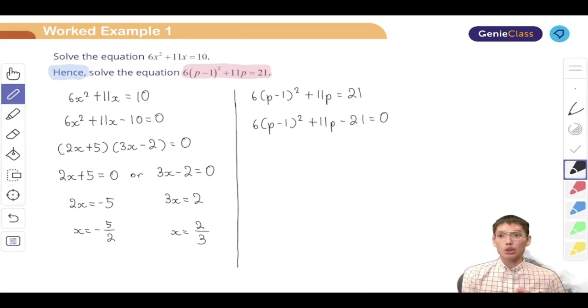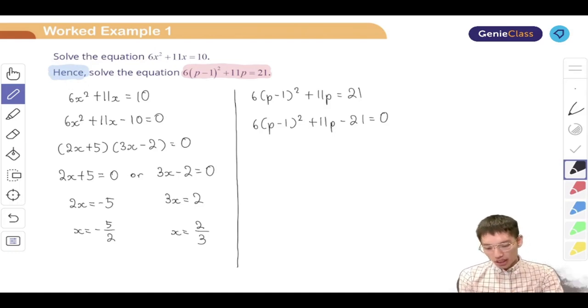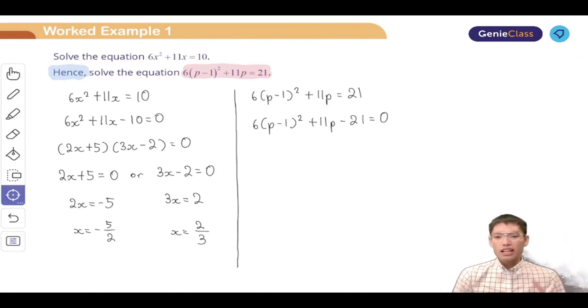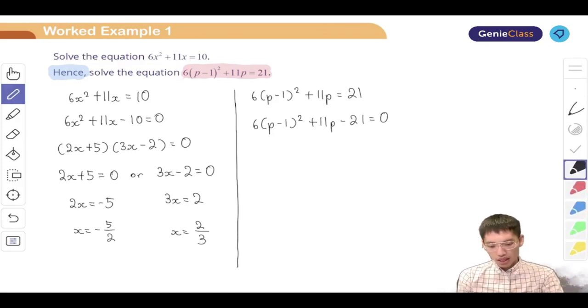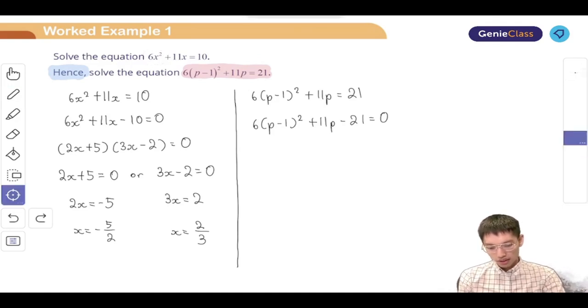But let's take a close look. When we see the word hence, we can try to see, is there any resemblance in this equation and this equation over here? So let's take a look. One is 6x squared plus 11x equals 10. The other one is 6(p minus 1) squared plus 11p equals 21.